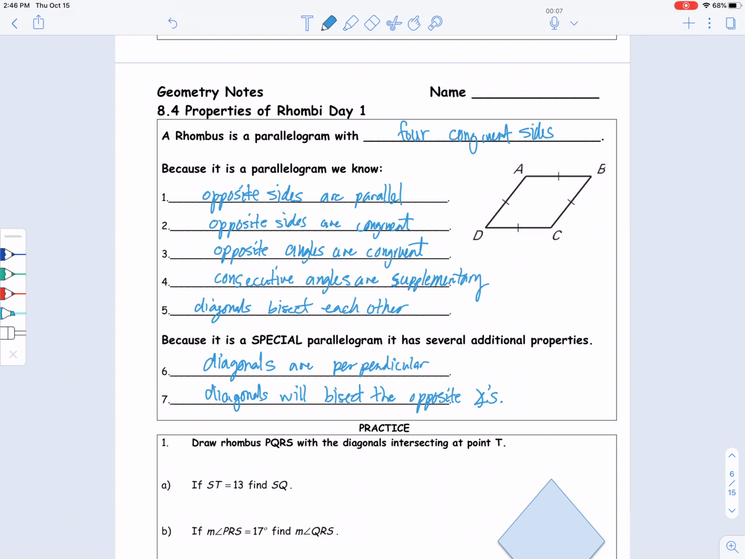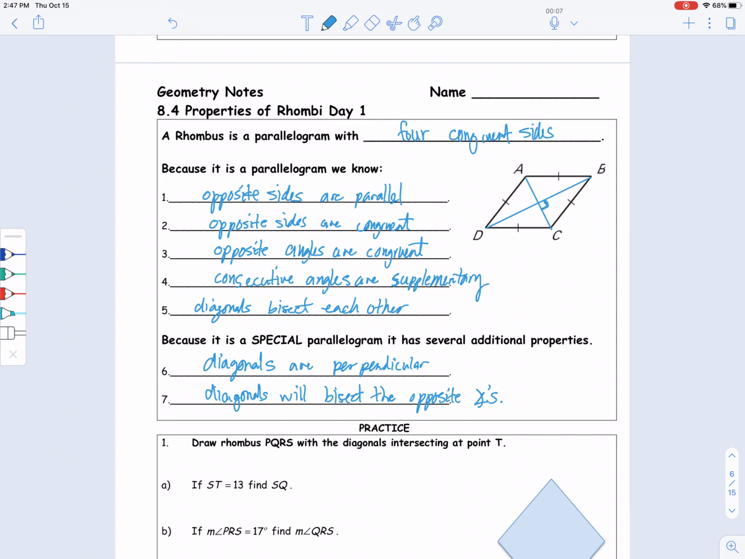Okay. So if I were to draw my diagonals on this rhombus to the right, D connects to B, A connects to C. So I'm just going to be labeling the additional properties. Like it said in our notes here, number 6, the diagonals are perpendicular. So I'm going to draw our perpendicular intersection to show that the diagonals are perpendicular.